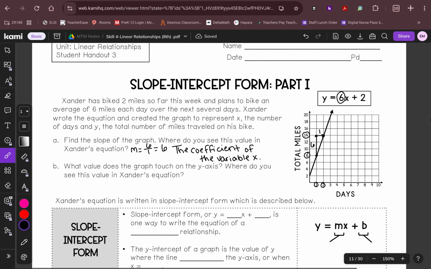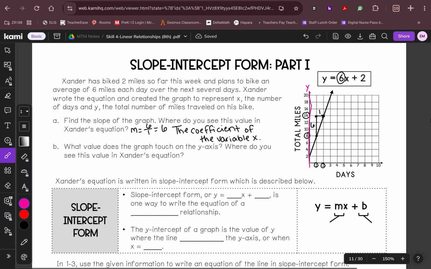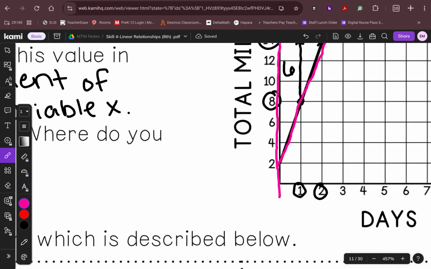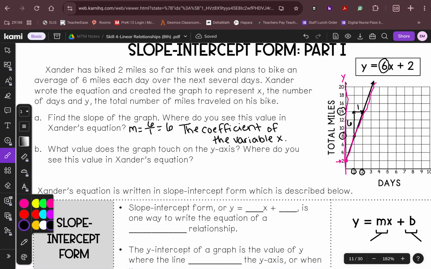Okay, now down to B. What value does the graph touch on the y-axis? Where do you see this value in Xander's equation? Well, first thing we do is remember what the y-axis is. The y-axis is this line right here, the up and down axis, the vertical one. And here is Xander's line right here. To figure out where those 2 meet, we just look at it and it's right here, and we know that that value is 2. So we know that the graph touches the y-axis at 2.